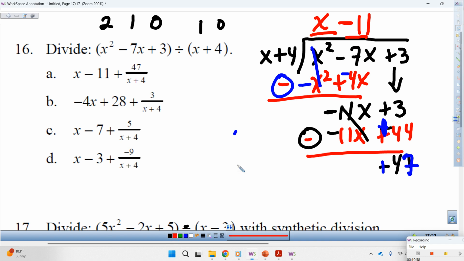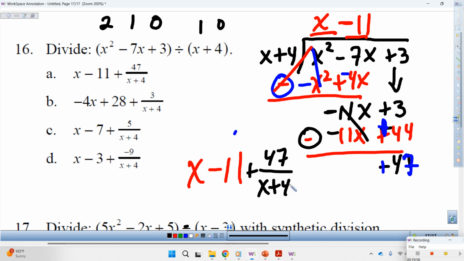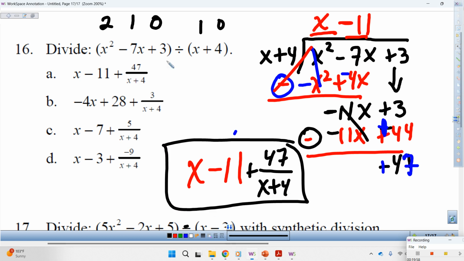So what is the answer for that? X minus 11. However, we have a remainder of what? 47 over x plus 4. Answer A. Ooh-wee. Number 16. We're almost done with the whole thing. I should just give you this for one day instead of 2 days, right?